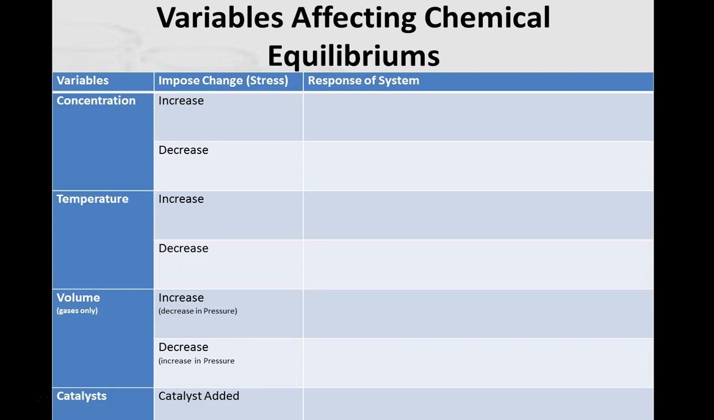So if the concentration increases, what would happen here? It depends on what we're adding, but we'll write general rules down, and then we'll look at more specific examples. So if the concentration increases, the system itself shifts to consume some of the added reactant or product.